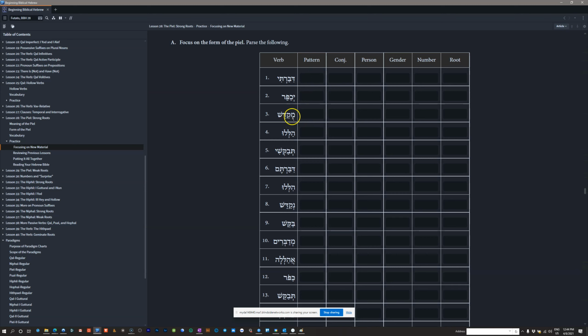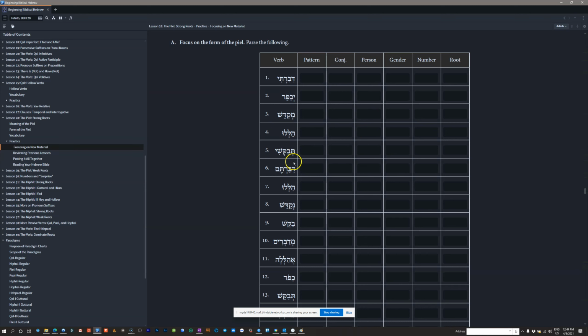But once I've established that, I still have to go through the same questions to find out, is this perfect, imperfect, infinitive, imperative, that sort of thing. So we've been told that these are all Piel, which is great, but it's also important to recognize what it is about these that make them Piel, and then go into our regular parsing where we determine conjugation, person, gender, and number.